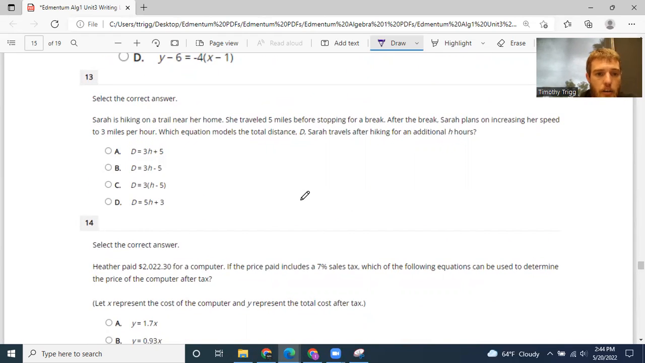13. Sarah's hiking on a trail near her home. She traveled 5 miles before stopping for a break. After the break, Sarah plans to increase her speed to 3 miles per hour. Which equation models the total distance D Sarah can travel after hiking an additional H hours? So the starting amount, where she stopped for her break, this is your y-intercept. And your slope is her rate afterwards. Okay, see which one of those correctly shows that.